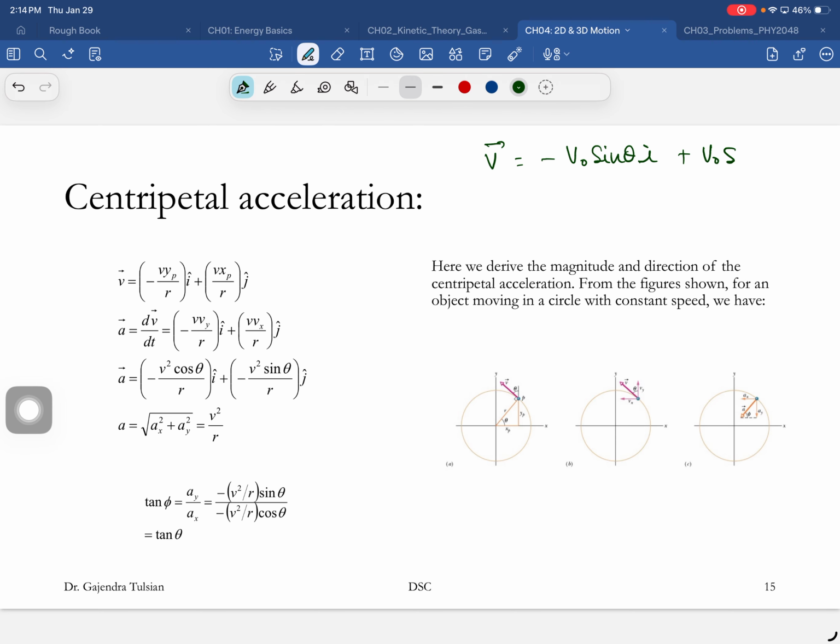Is it pointing in that direction or this direction? Well, we already saw that it's pointing in this direction. And remember, tan theta is equal to tan of theta plus 180 degrees. So phi is that. This is phi. So it's pointing exactly towards the center.